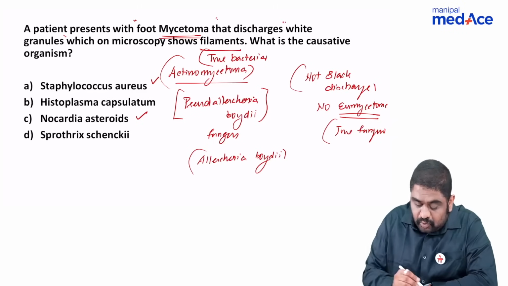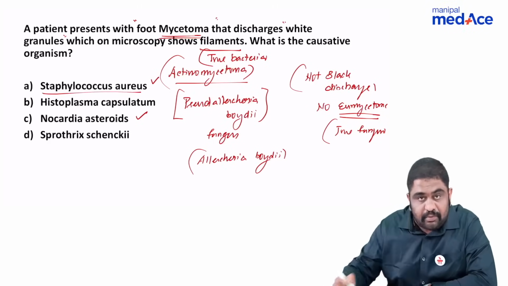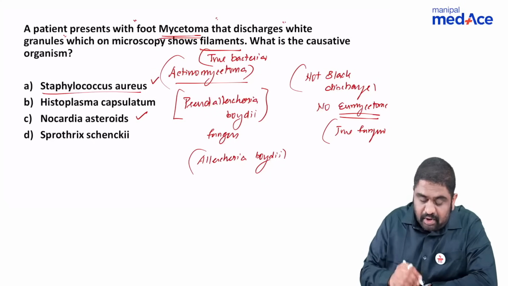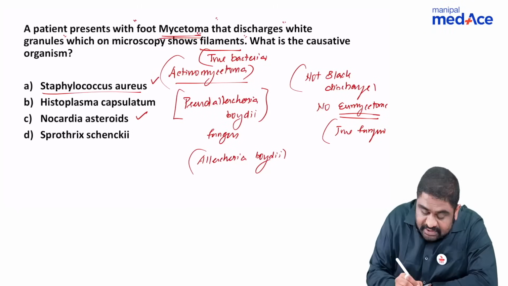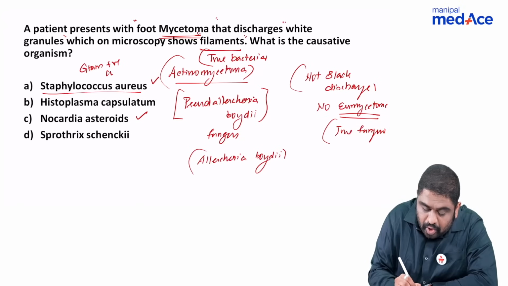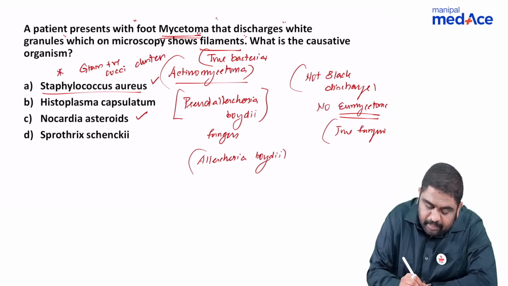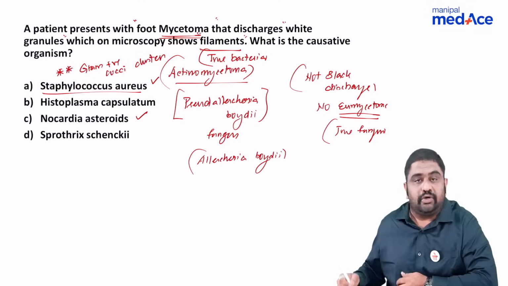Now, Staphylococcus aureus is also capable of causing mycetoma. Remember, you will not be seeing filaments of the organism, you will be seeing gram-positive cocci in clusters. This is the pathognomonic statement for Staphylococcus aureus being diagnosed.